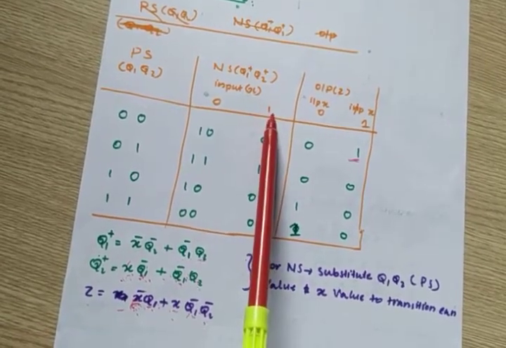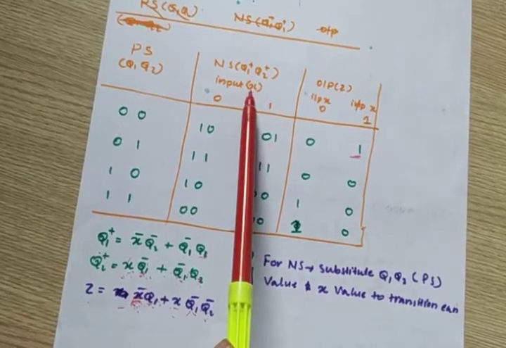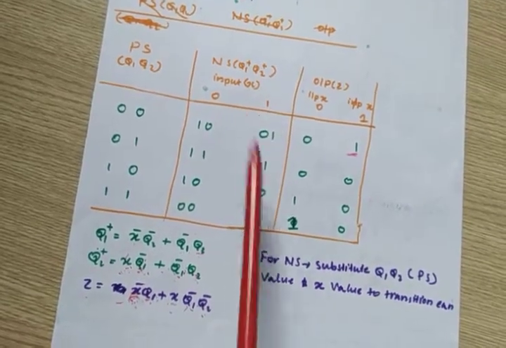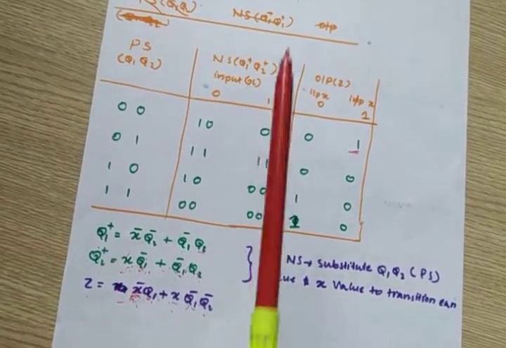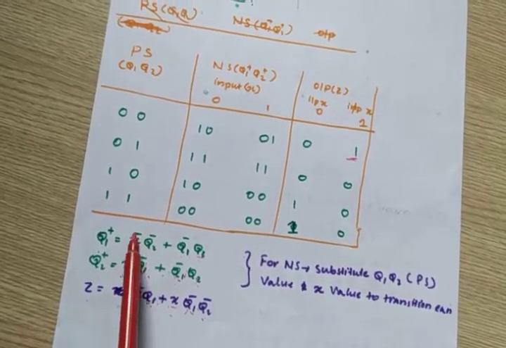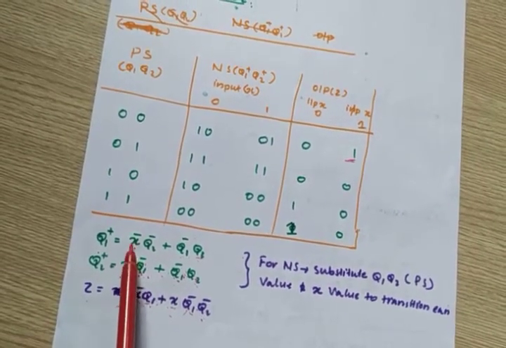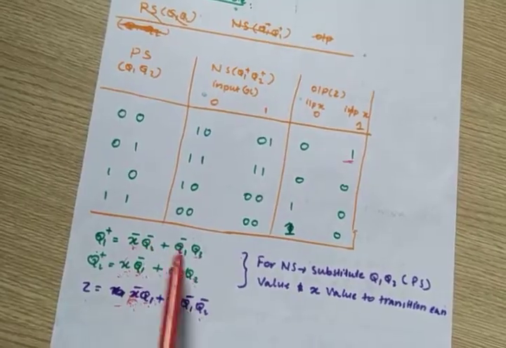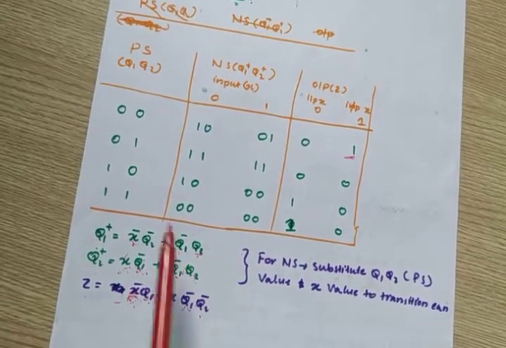Now one input came. For input x equal to 1, what is the next state? Let's check. For x equal to 1, x bar is 0, so this term is 0. What is q1 q2?